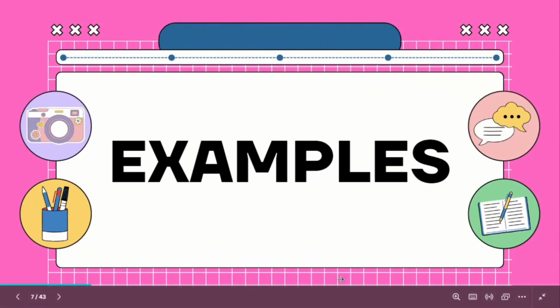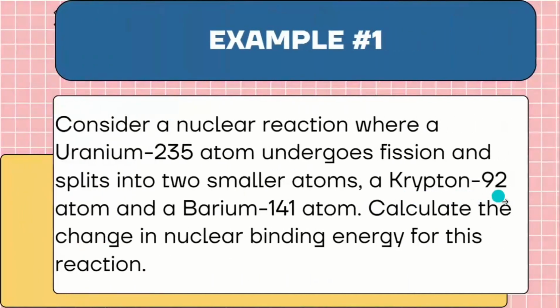So these are the examples for your better understanding. Example number 1. Consider a nuclear reaction where a uranium-235 atom undergoes fission and splits into two smaller atoms, a krypton-92 atom and a barium-141 atom. Calculate the change in nuclear binding energy for this reaction.